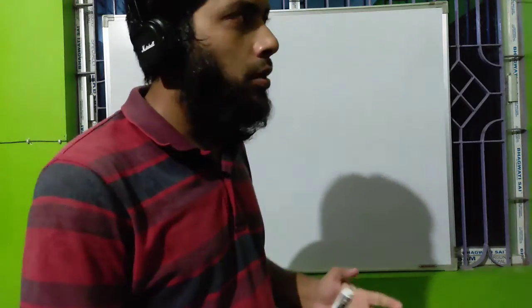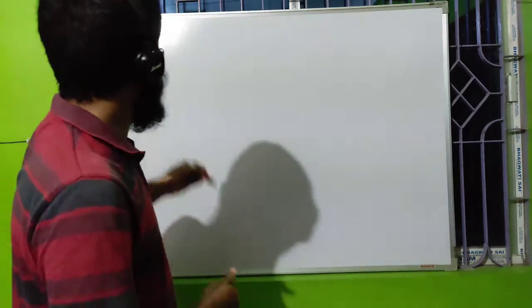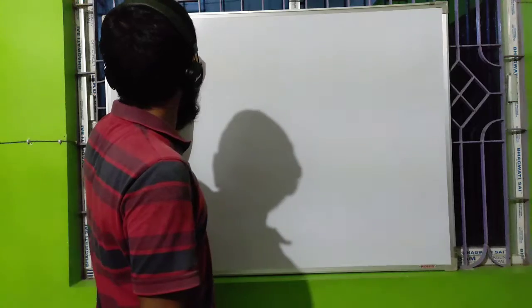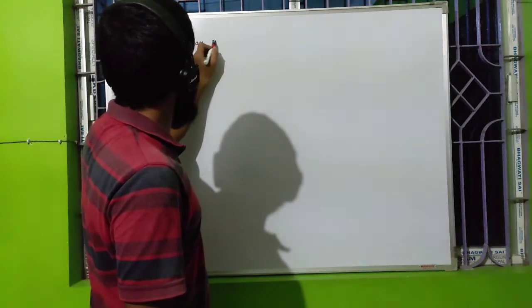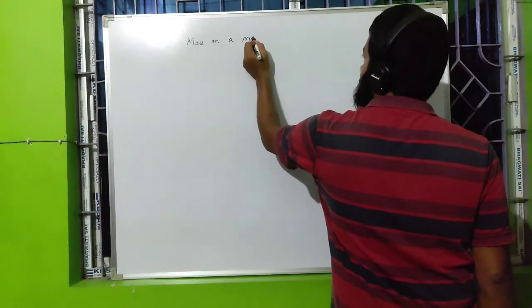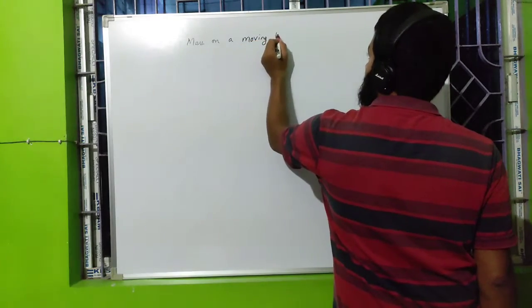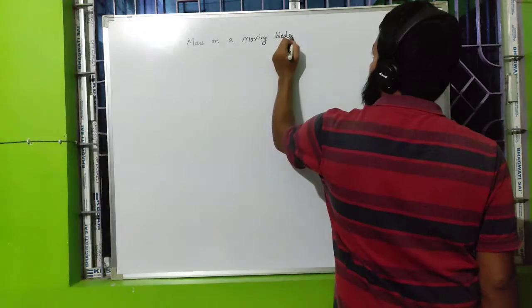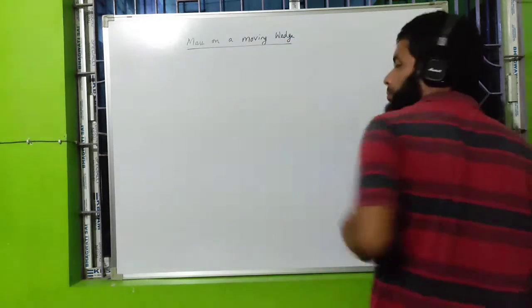Okay, so today I'm going to discuss a problem before you. And since every problem has a name, I'll also name this. And the name will be mass on a moving wedge. Okay, so this is the name of the problem. Mass on a moving wedge.